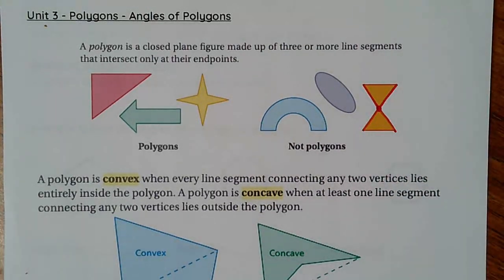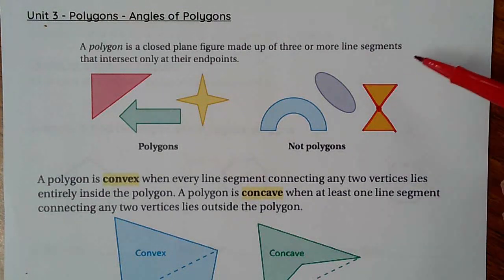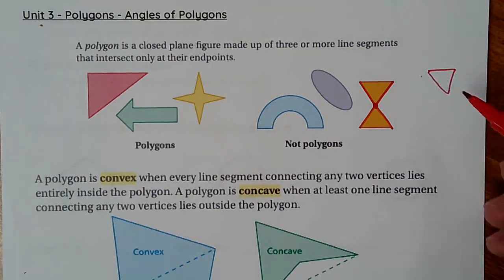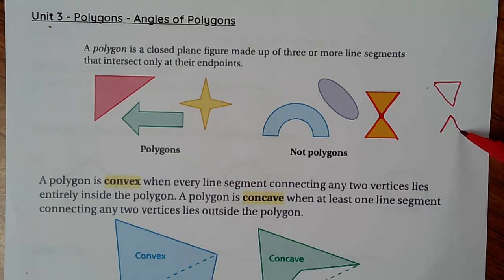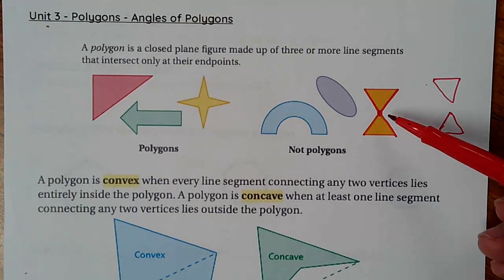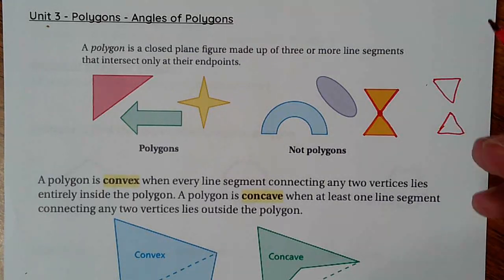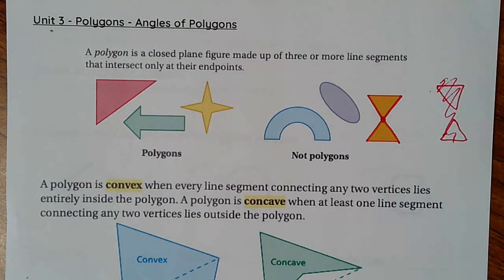And then the third one, we have these two line segments that intersect each other right here, which makes this not a polygon. Now, if I took these two parts and separated them, and I had that triangle and they didn't intersect, these would be two separate polygons. But because it's one figure, and we have that intersection, we don't have a polygon in its entirety.